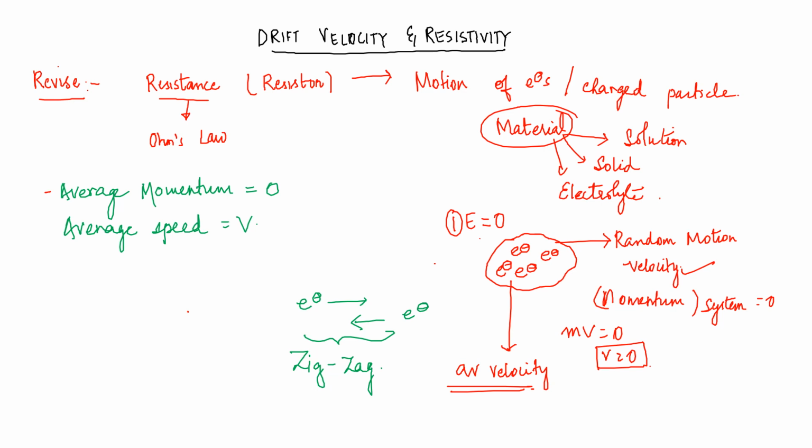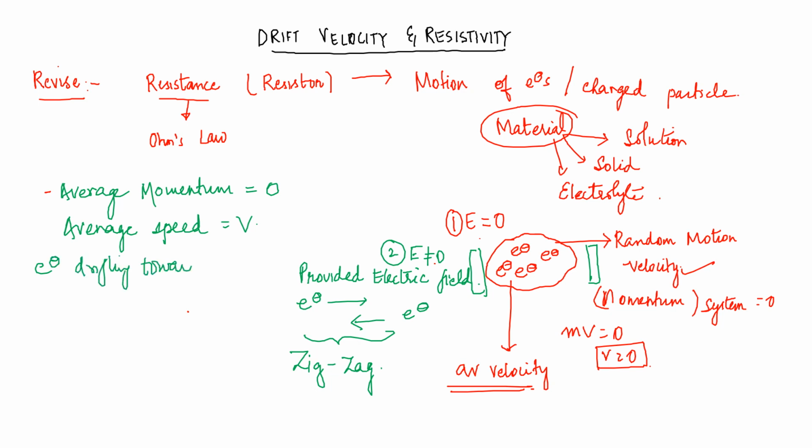whereas the average speed we have taken as v. Now if we consider the second case, where E is not equal to 0, we have provided an electric field. In this case, what happens? These electrons start drifting towards the opposite electrode.